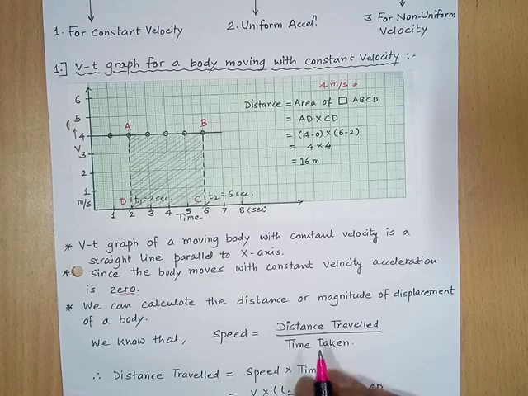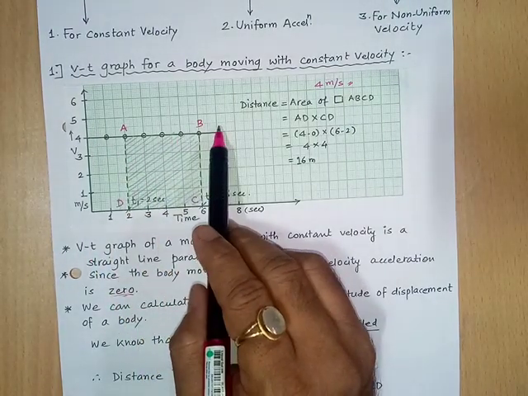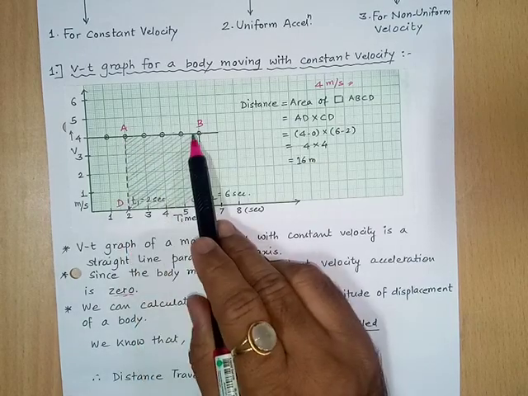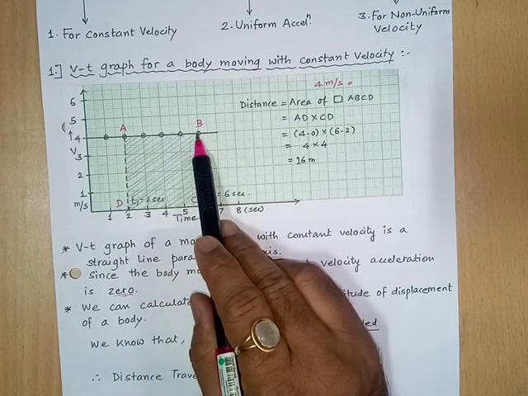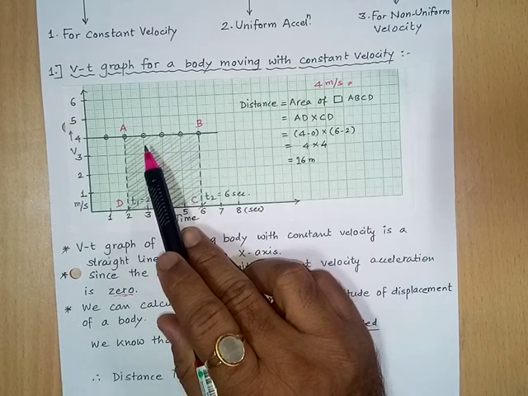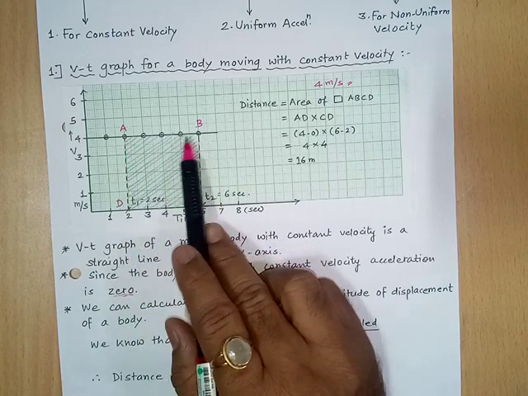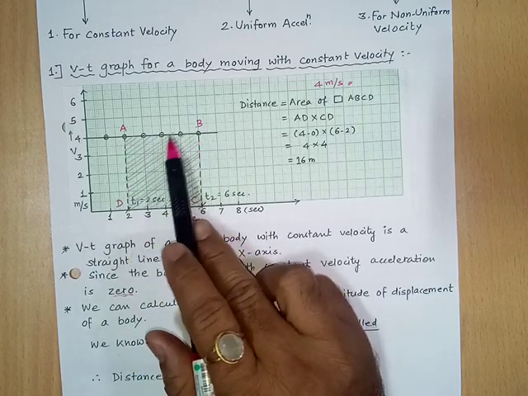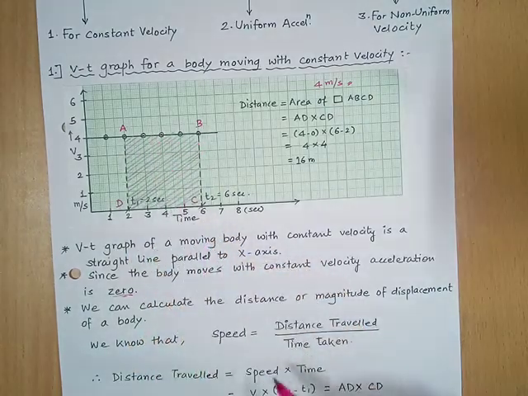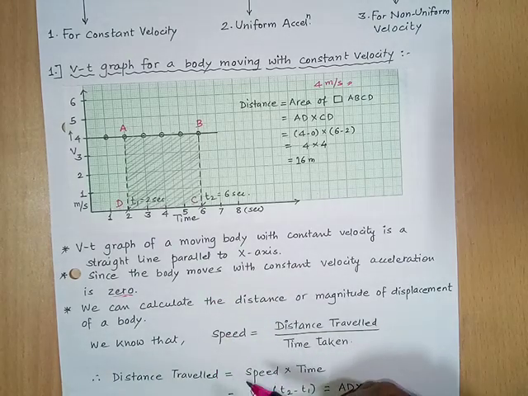Now to calculate this, I will consider any 2 points on this horizontal line. Let us imagine point A and point B, these are the 2 points. It is not absolutely necessary, as I already told you, to consider only these specific points. You can consider any 2 points, and in between them you can calculate the distance or magnitude of the displacement.